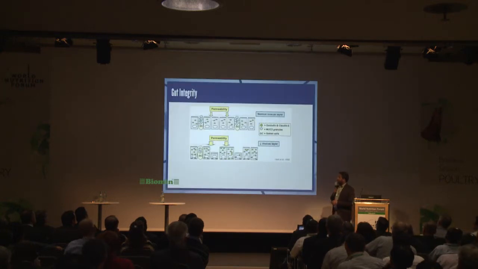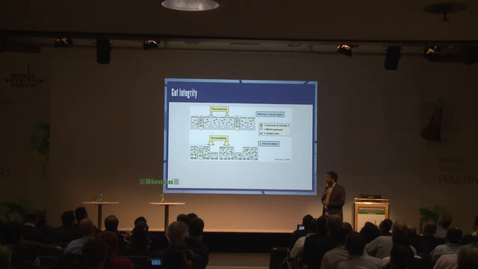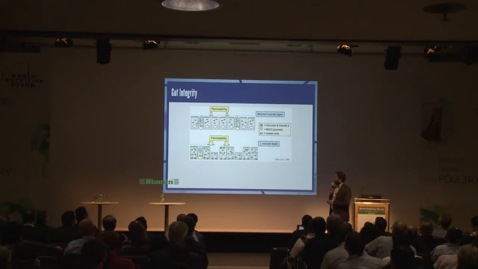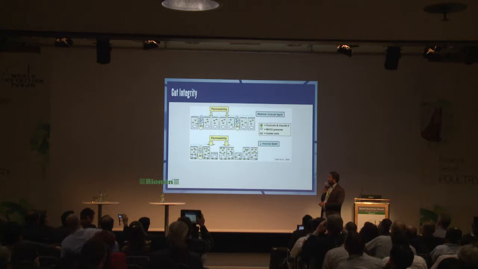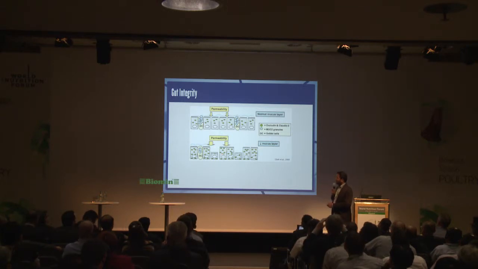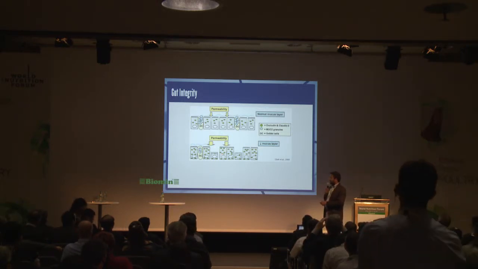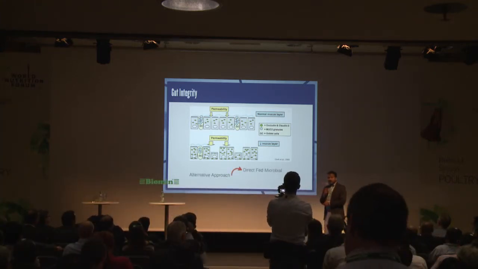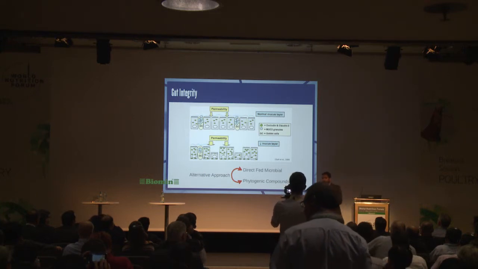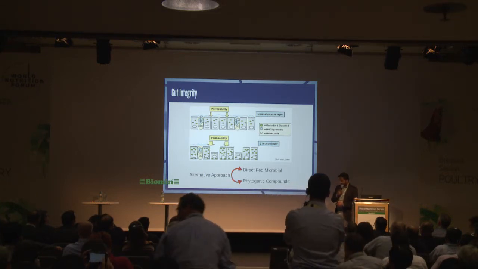So now, going back to the gut integrity parameter, I'll just discuss some of the alternative approaches here, along the lines of the previous speakers. Here you can see the epithelial cells, and permeability can go through the tight junction as well as through the transcellular route. With a compromised gut, we'll have reduced enterocytes within the epithelial cells, and then compromised tight junctions. So the alternative approaches I'm going to discuss are direct-fed microbials or probiotics, and then phytogenic compounds.